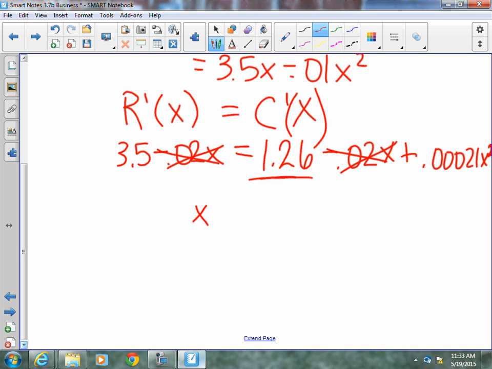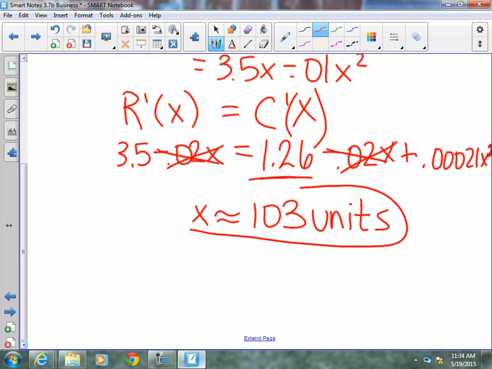However you go about it, you end up with x being approximately 103 units. Who knows what we're selling, but it's 103 units. And they wanted to determine the production level. So a production level of 103 units will maximize the profit. It will make you the most money.